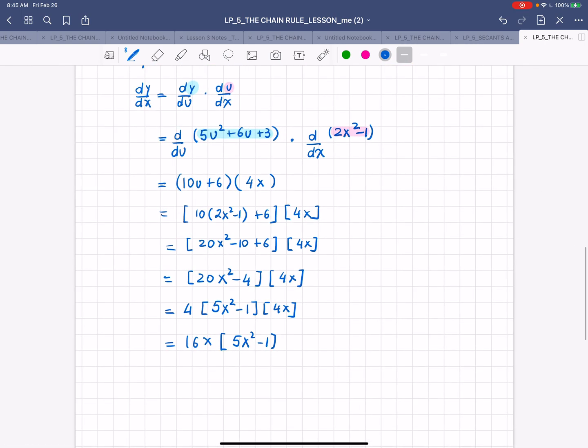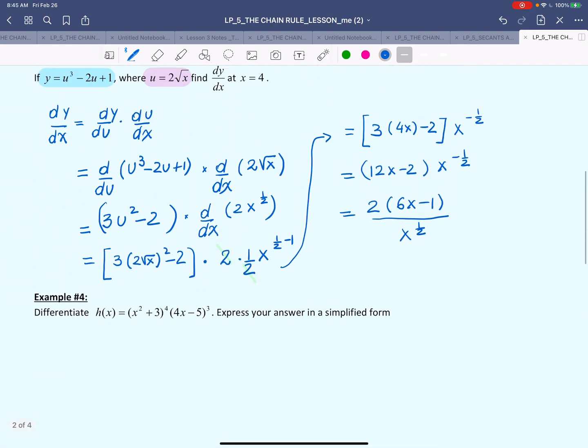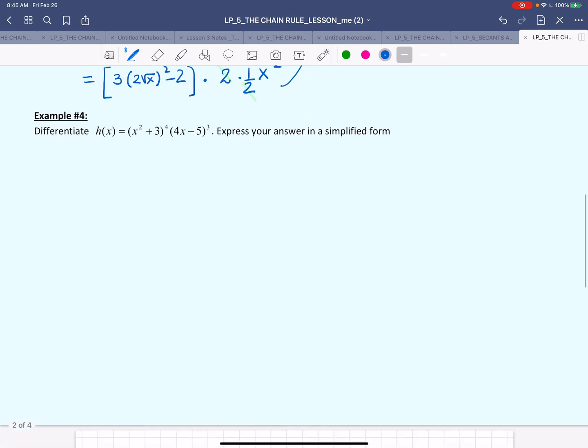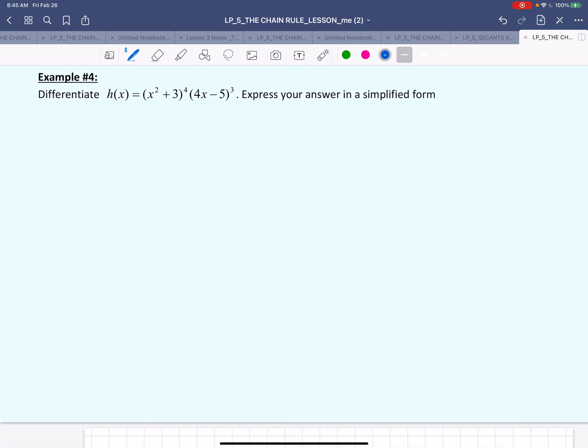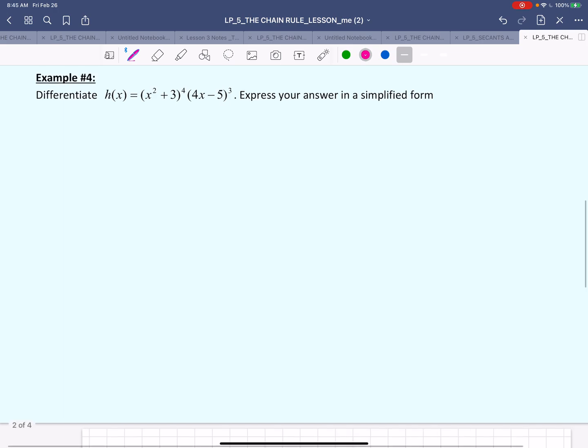So we're moving on now to a new example. And this time, we have a chain and a product rule. So we have the function h of x equals (x squared plus 3) to the power 4 times (4x minus 5) to the power 3. And we want to express the answer in the most simplified and factored form. So let's get started.